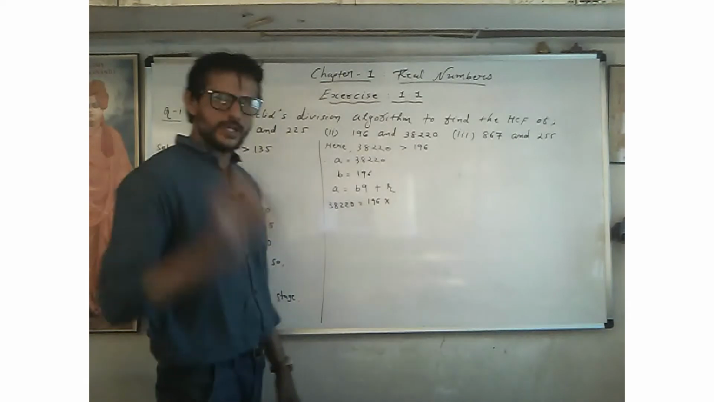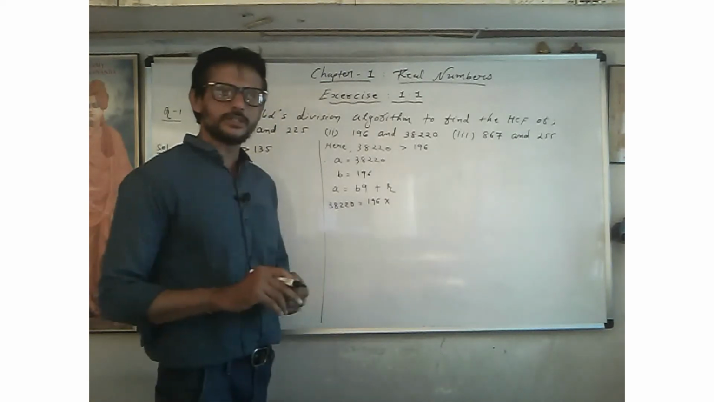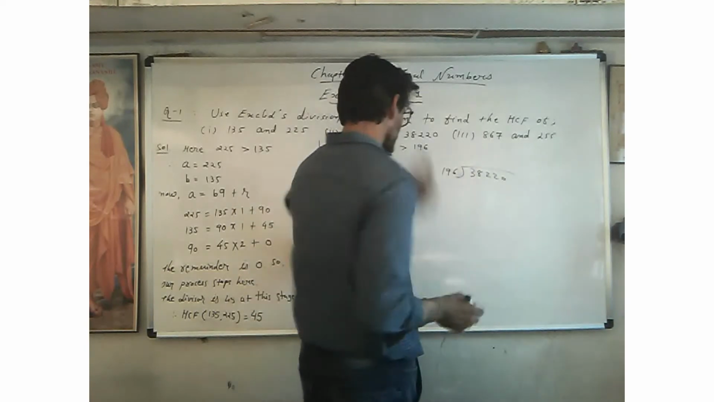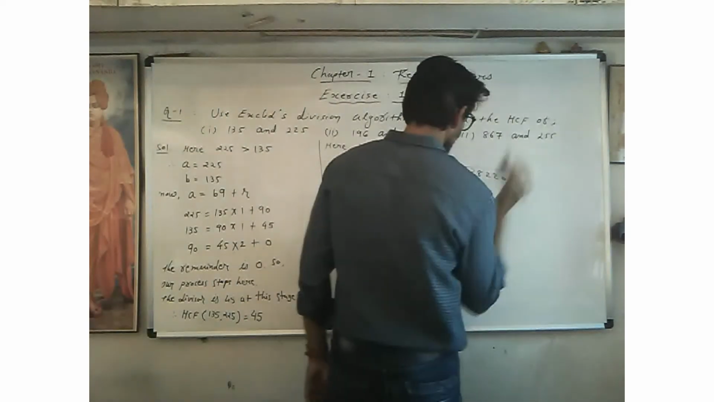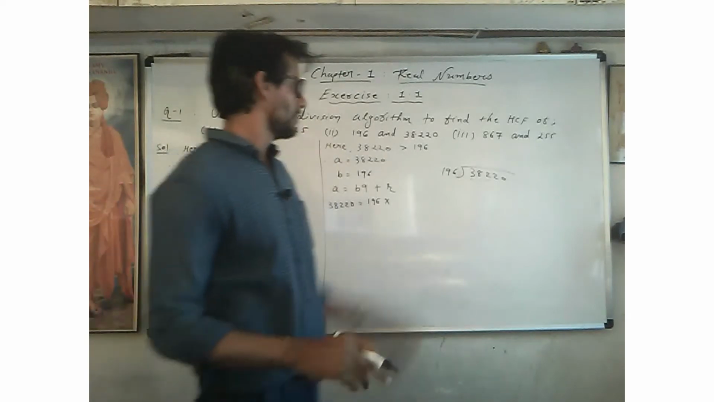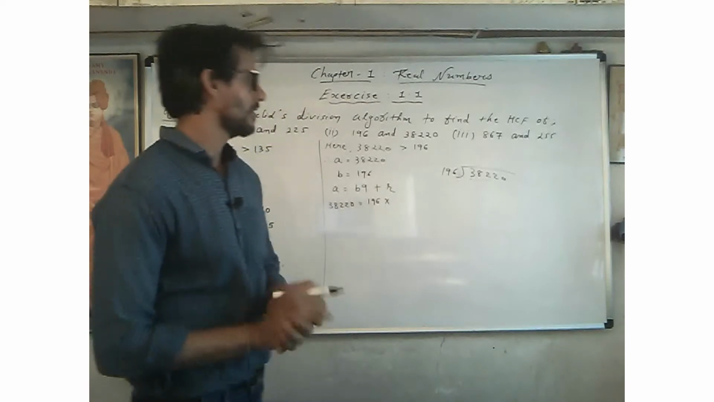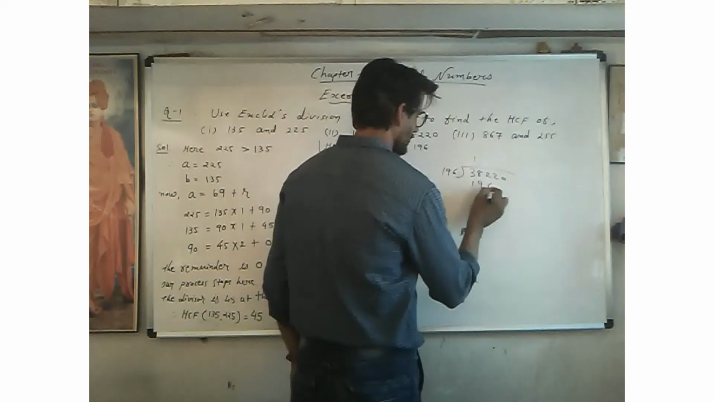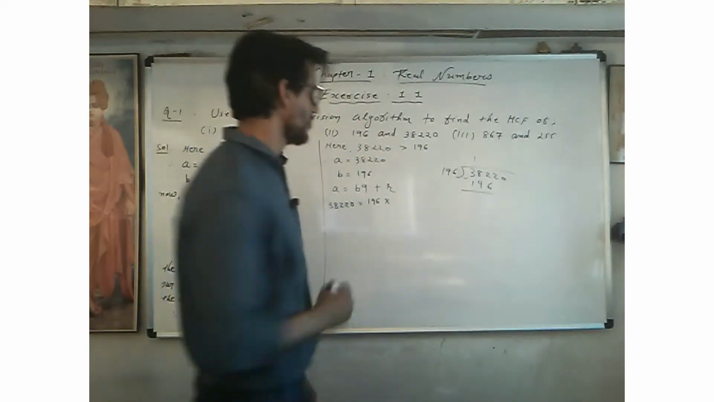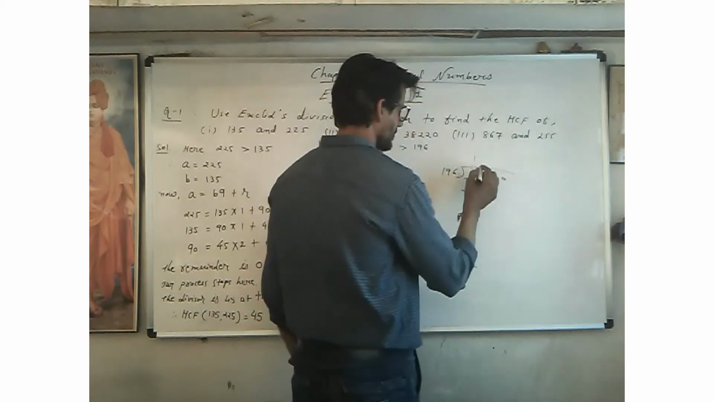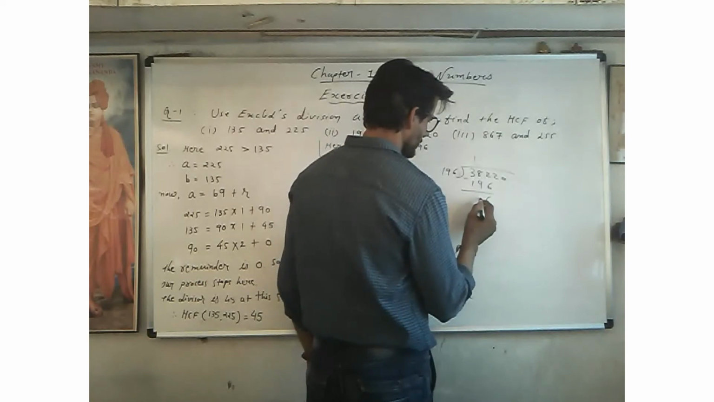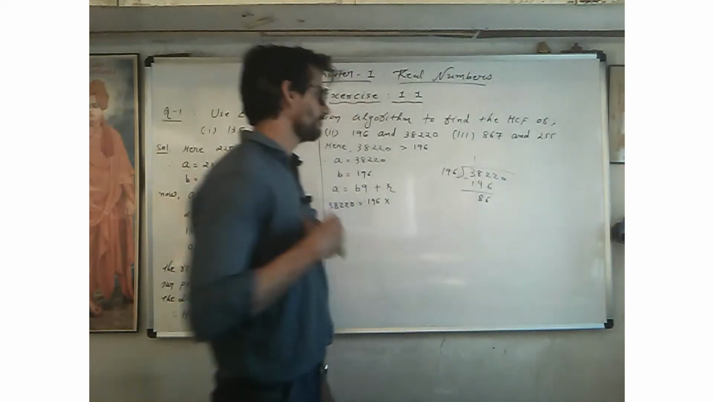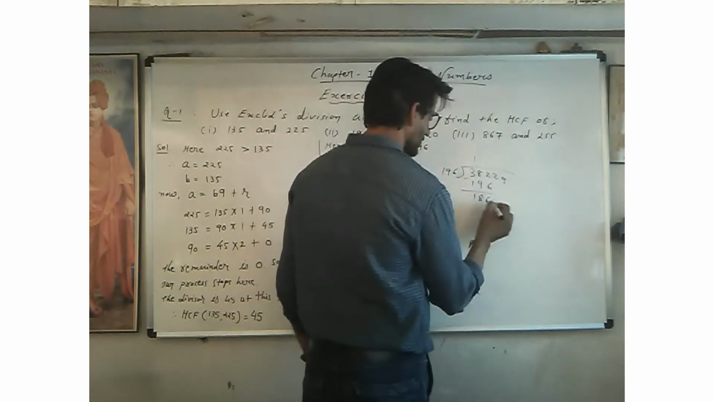Now divide 38,220 by 196. Focus on the first 3 digits, and now speak the table of 196. 196 ones is 196. Now minus 196 from 382. 12 minus 6 is equal to 6. Here is 7. 17 minus 9 is equal to 8. And here is 2, 0.